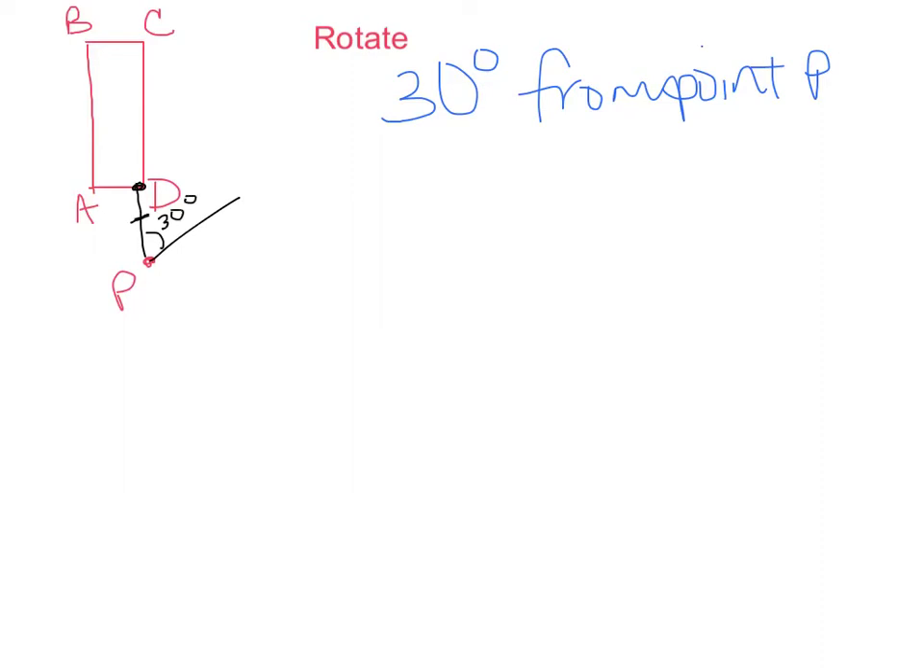Same distance. So this distance from P to D has to be the same. Let me make this a little more accurate. Has to be the same as P to D prime. Right? So A then, right? This distance, and this has to be 30 degrees. Okay? But once you have one point, you can kind of see how it works. So now we can draw this. Sorry that my rectangle is not great. B prime, C prime. So that's a good rotation.